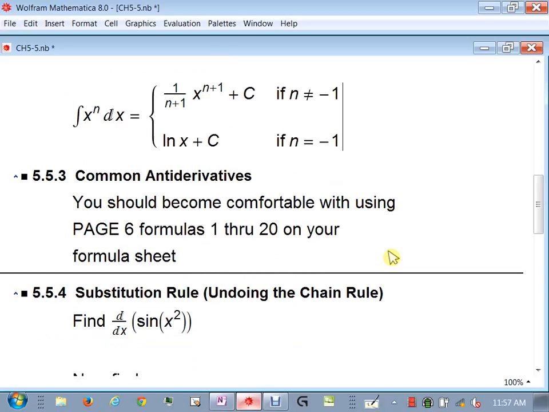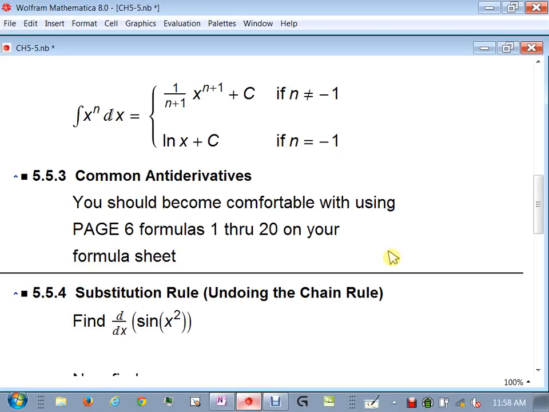Common antiderivatives. So I've posted on our website under files the formulas, and on page 6 of the formulas, which is the last page, there are 20 formulas for antiderivatives for integration. You should become very comfortable with these. At least knowing that they exist on this page is the most important thing. So bring that to class from now on. A lot of times what I'll do is say, we're working this problem out, and then, okay, that's formula 13, as you can see.